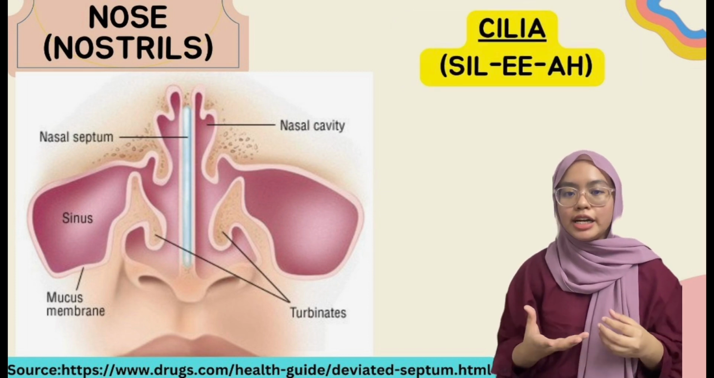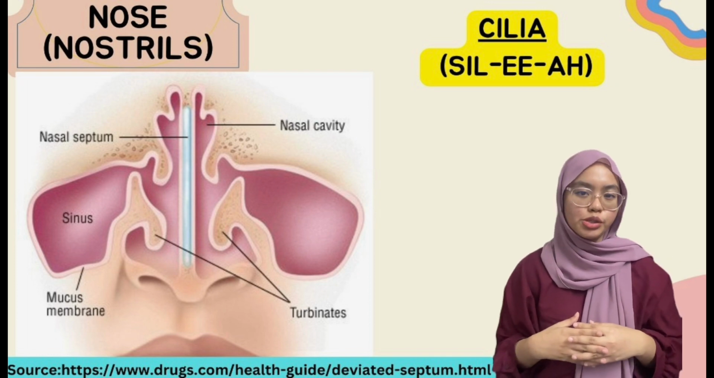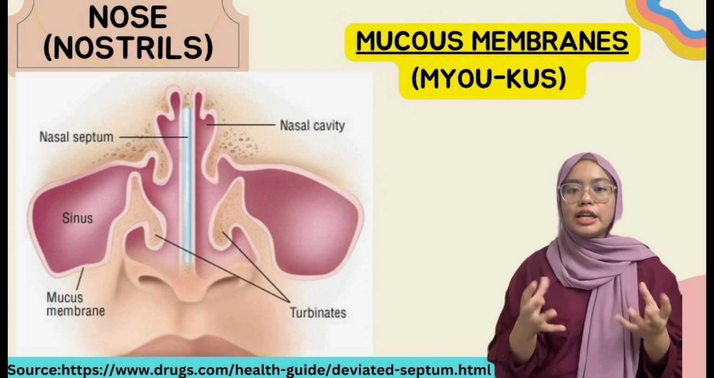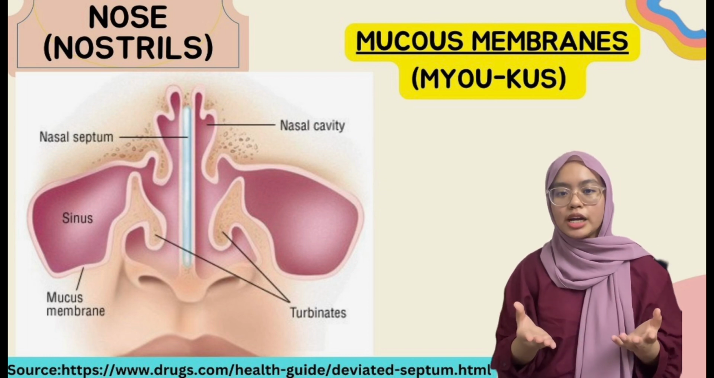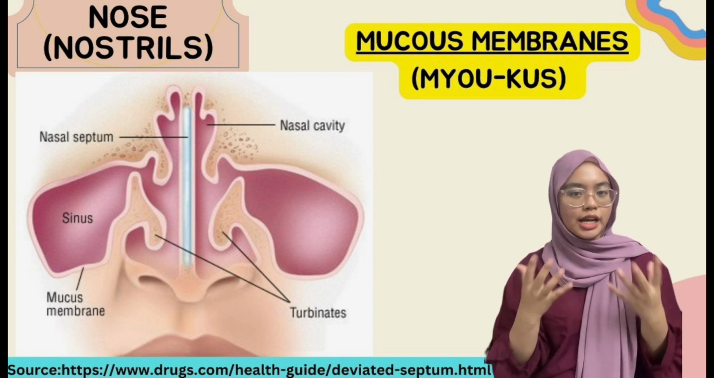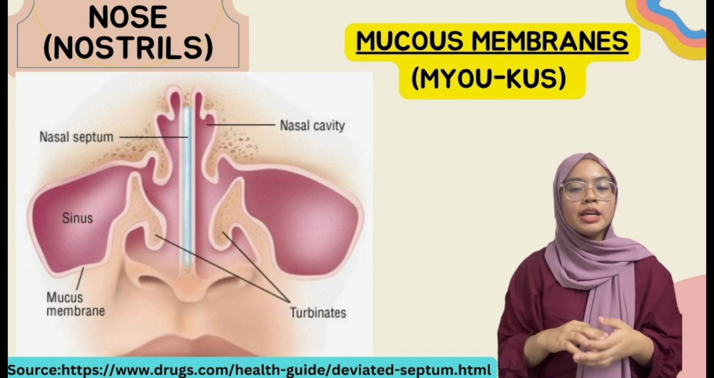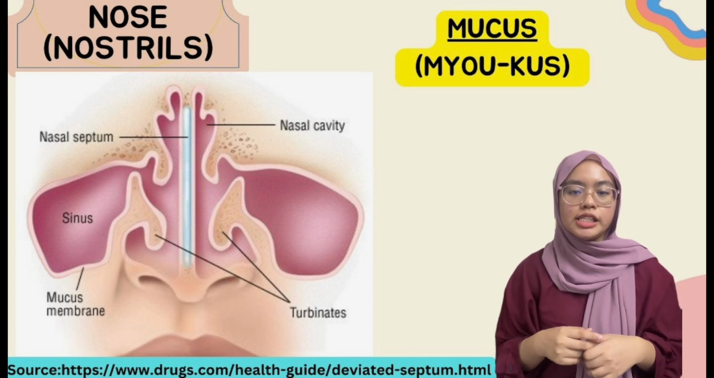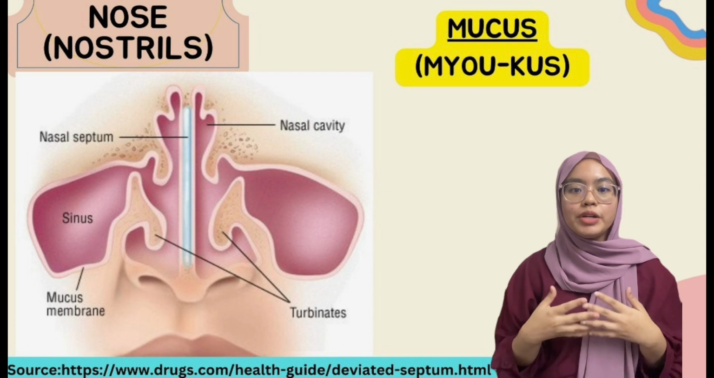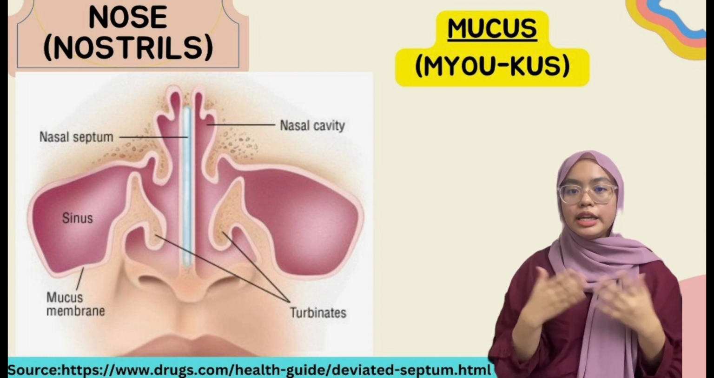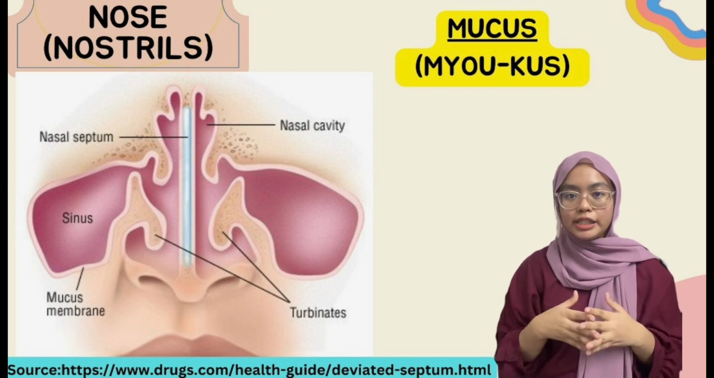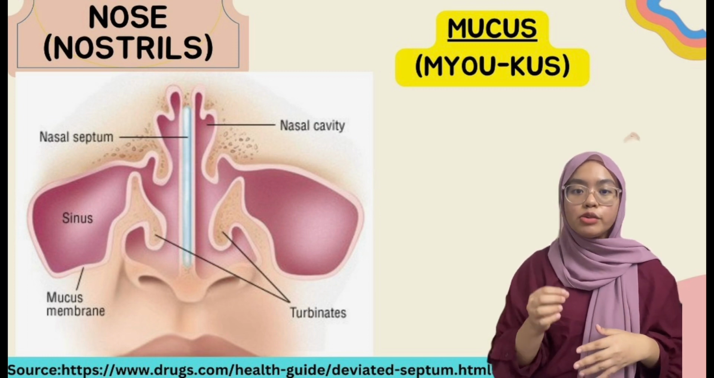Next is cilia. The thin hairs located just inside the nostrils filter incoming air to remove debris. Then, mucous membranes line the nose. These specialized tissues also line the digestive, reproductive, and urinary systems, as well as other parts of the respiratory system. The fourth one is mucus. It's the slippery secretion produced by the mucous membranes that protects and lubricates these tissues. In the nose, mucus helps moisten, warm, and filter the air as it enters. Mucus is the secretion that flows from the tissue.